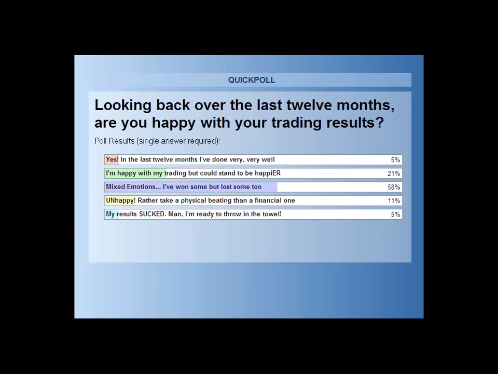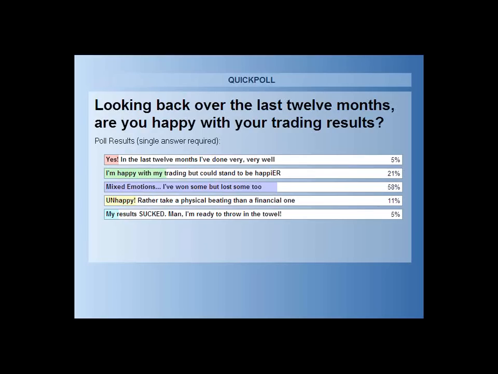Now, we're not poking fun because I've gone through this as well, but mixed emotions is really code for no. If we were happy, we would have said we were happy, but the mixed emotions here are really saying no. 11% of you are downright unhappy with your trading results just over the last 12 months. 5% of you are considering just quitting.